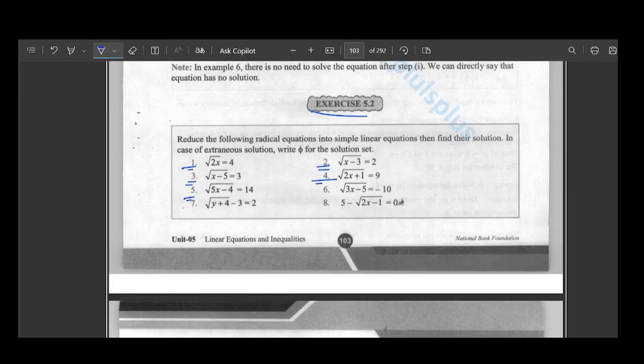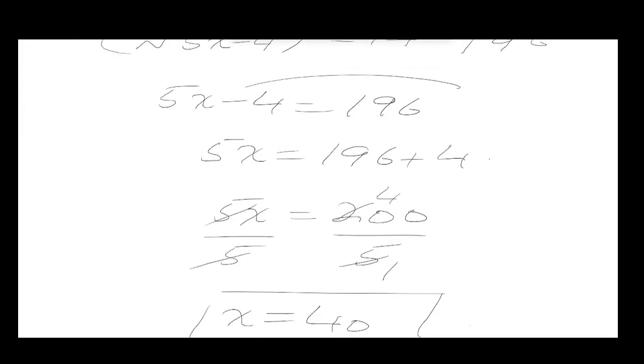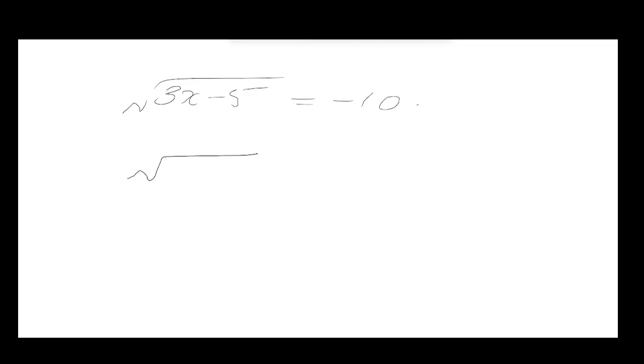Now let's move on to question number 6. Here we have the radical sign of 3x minus 5, and that is equal to negative 10. How are we going to tackle this question? So let's write it here. We have the radical of 3x minus 5, and that is equal to negative 10. Firstly, we are going to take the square on both sides. So we can write (3x minus 5) whole square, and that will be equal to negative 10 whole square.